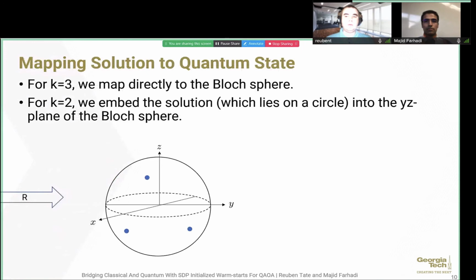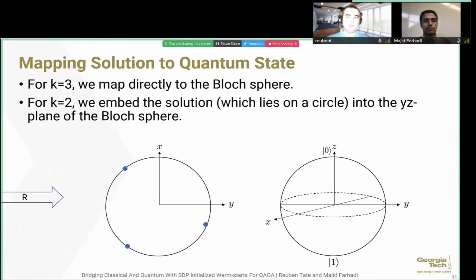Next in our pipeline, we describe the mapping from the rotated solution to the Bloch sphere. We begin with k equals 3. Here is our rotated solution. Now, let's imagine that this is the Bloch sphere. We look at the position of each vertex on the Bloch sphere, interpret it as a quantum state, and take a tensor product, thus giving us an unentangled initial state S0.